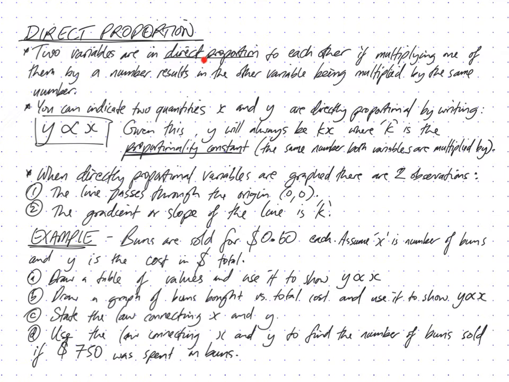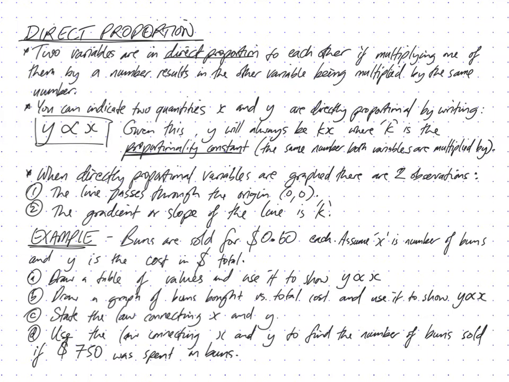Two variables are in direct proportion to each other if multiplying one of them by a number results in the other variable being multiplied by the same exact number. You can indicate two quantities, x and y, are directly proportional by writing y, then this twisty A shape that represents direct proportionality, and then x.